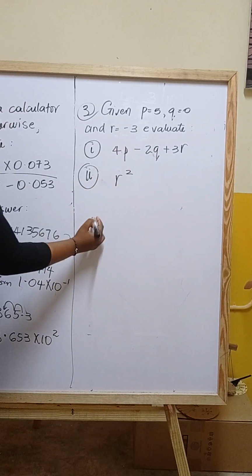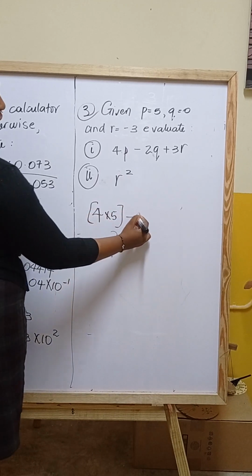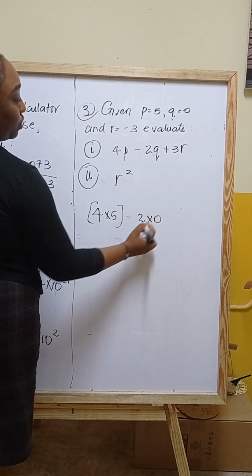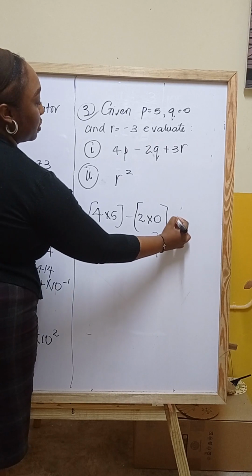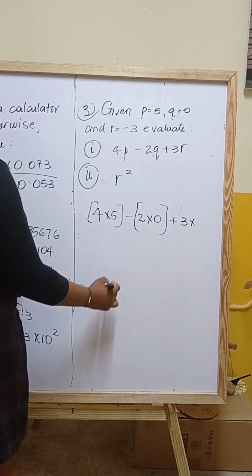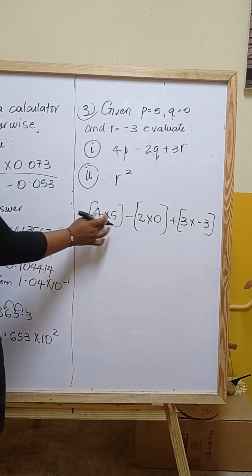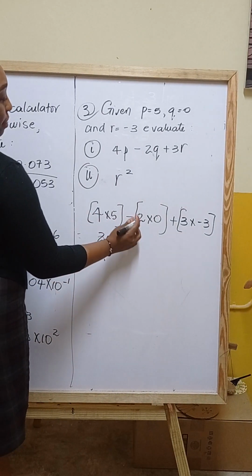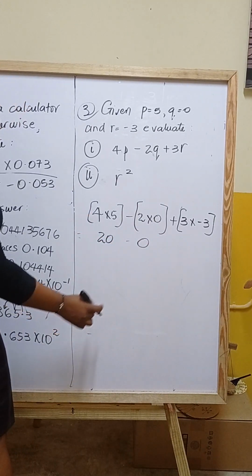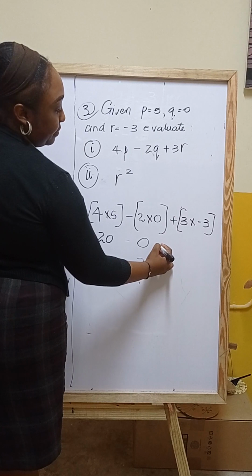So 4P means 4 times P, so it's 4 times 5 minus 2Q, so that's 2 times Q, which is 0, plus 3 times R, 3R, that's 3 times negative 3. Now we're going to work out each of these brackets. 4 times 5 is 20. 2 times 0, anything times 0 is still 0. And 3 times negative 3 is negative 9.